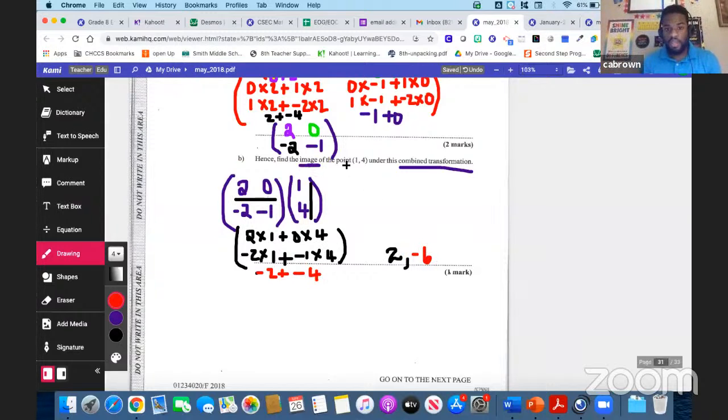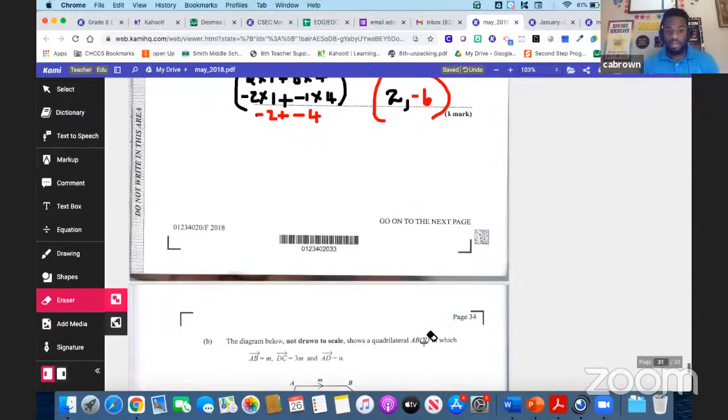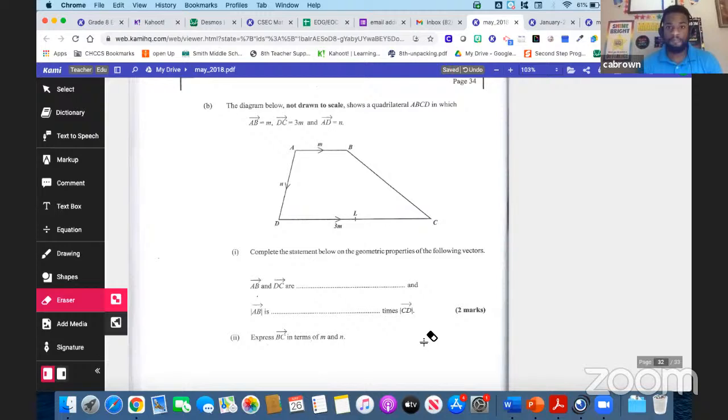We're asked to find the image of this point. We're talking about a point, so we're not going to write it in vector form like this, but as an ordered pair like this. So our result is (2, -6). That's our point. That concludes the matrices aspect. We're going to be looking at the final part now, which is vectors.